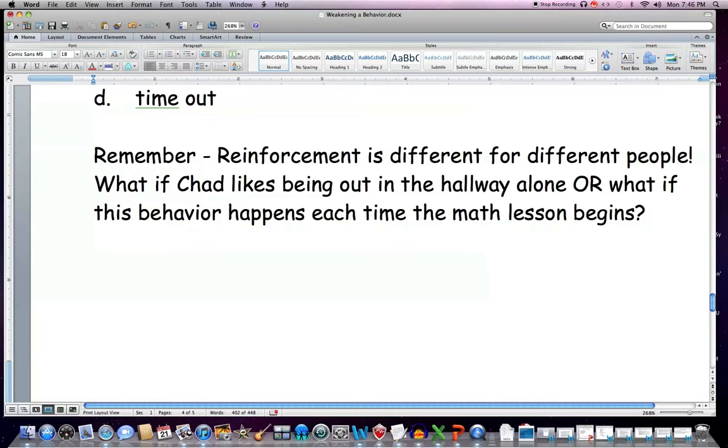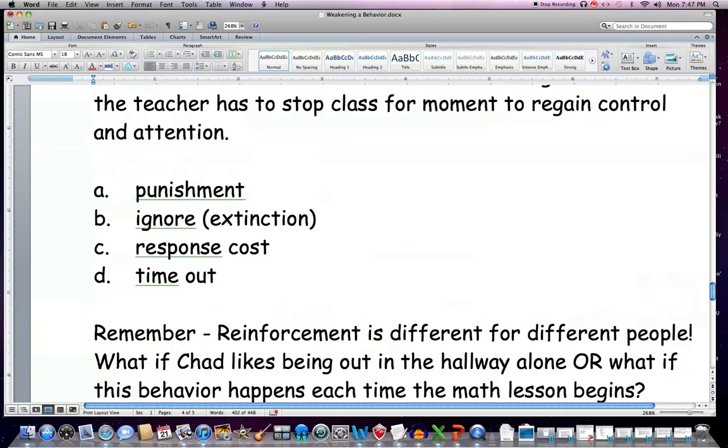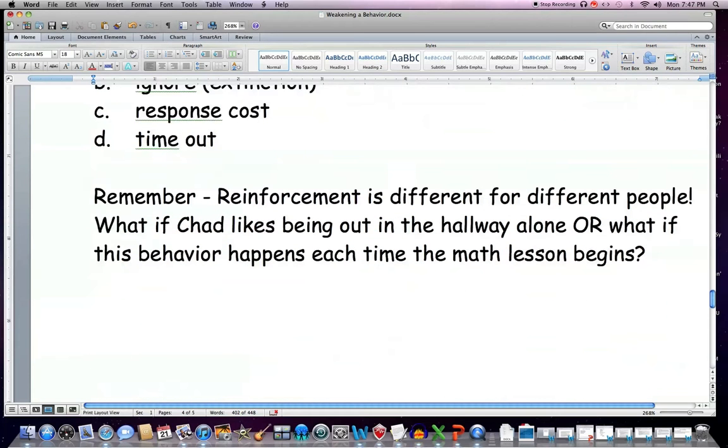If that's what's happening, then what we've got is negative reinforcement. Math lesson is an aversive stimulus. So Chad acts up, and that gets him put out in the hallway where he is escaping from the aversive stimulus, which is the math lesson. So you need to be careful with timeout. Understand reinforcement is different for different people. Observation, understanding your students, knowing exactly what it is that causes them to be reinforced and not. We'll come back and look at this just a little bit more in a minute.